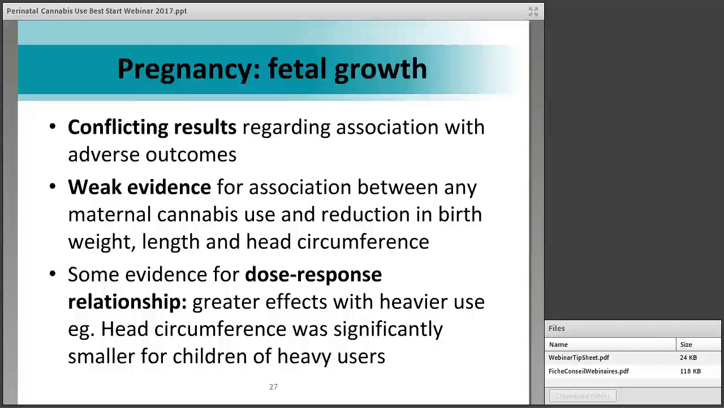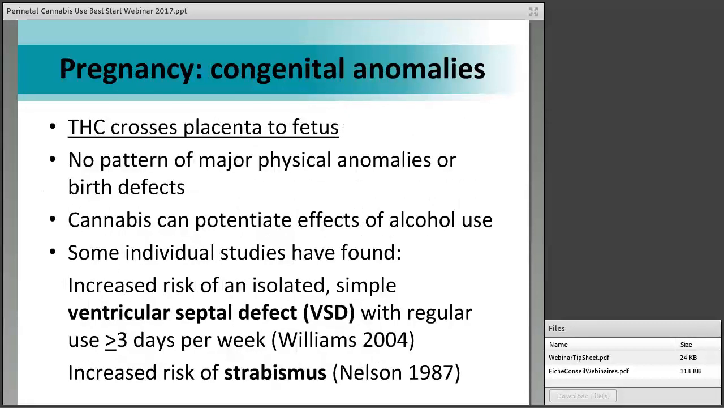So first of all, what's the association with fetal growth? From all the studies out there, there are very conflicting results, meaning some studies found an effect, others did not. There's very weak evidence for the association between any maternal cannabis use and a reduction in birth weight, length, and head circumference. There is also some evidence for a dose-response relationship, meaning that those individuals with heavier use are more likely to see the effects. One example from one of the studies was that head circumference was more likely to be smaller in children of heavier users. So we see some of these associations being brought forward in the literature.